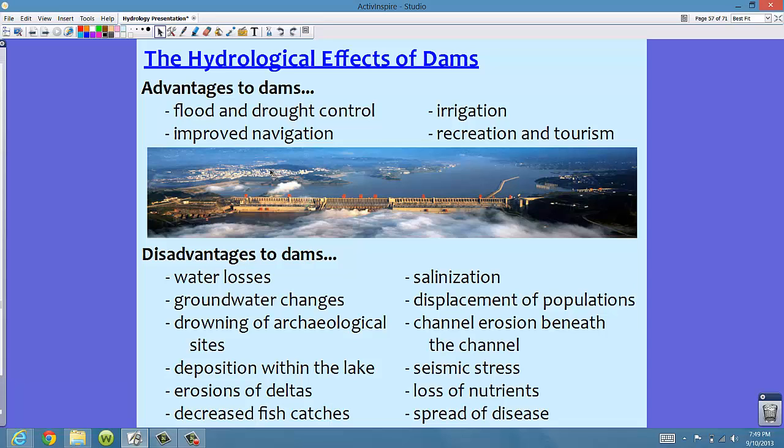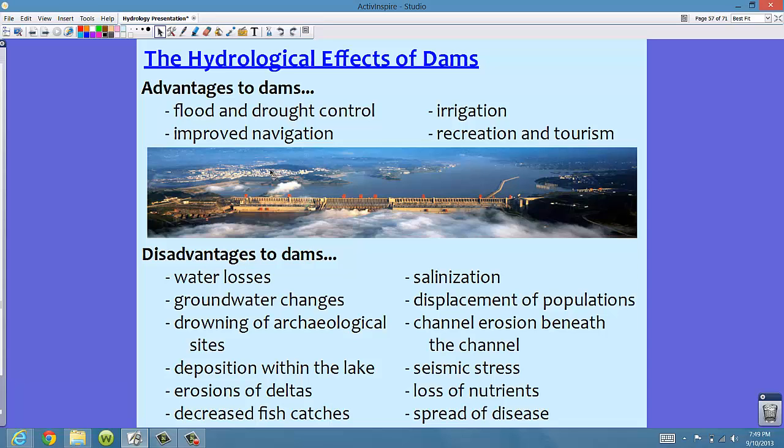Salinization. This is something I touched on in another video. As evaporation happens, it might happen much quicker because now we have a lot of water here. And as water evaporates quickly, it might leave behind some of the salts from that water. Too much salt will eventually infiltrate back into the groundwater and it will affect the groundwater in a negative way. Displacement of populations. Building dams, remember, floods certain areas because now we're stopping the natural flow of rivers. So you're actually moving huge populations sometimes with the building of dams.